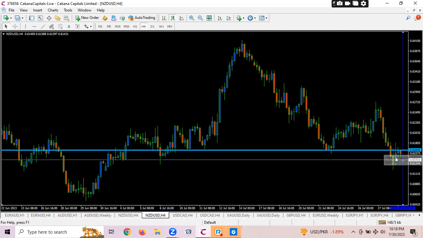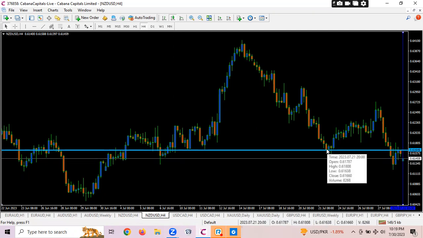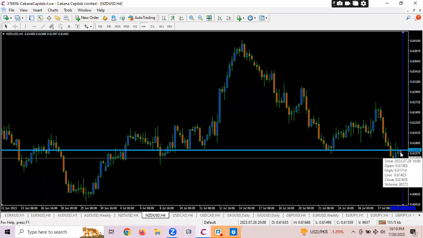Why did the price pull back at this level? Because we had a previous support here. Can you see it? If you go back, you could see that that level was a support in the past. That was the reason for this little rejection that we experienced on Friday.